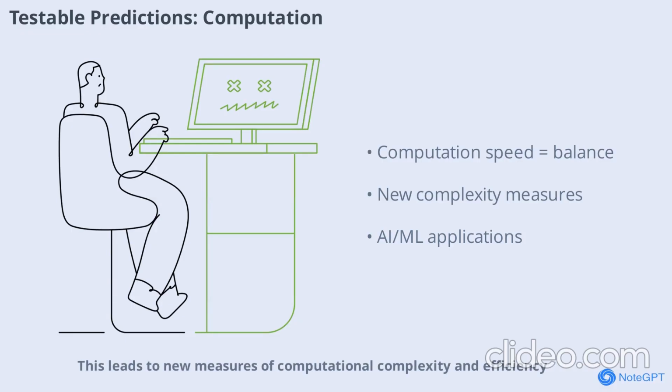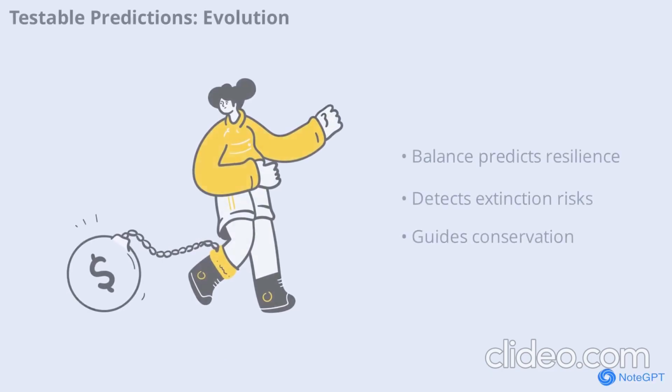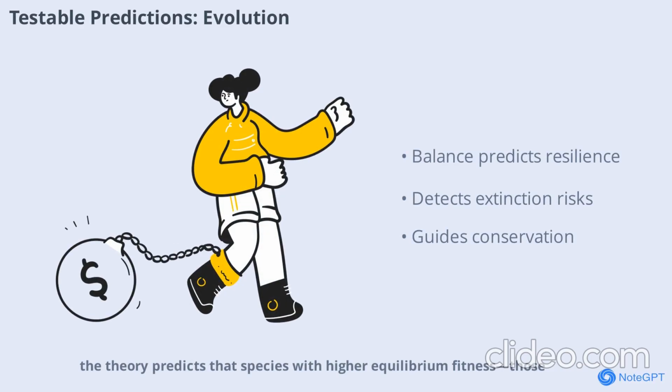This leads to new measures of computational complexity and efficiency, with potential applications in AI and machine learning. In evolutionary biology, the theory predicts that species with higher equilibrium fitness, those that best balance variation and adaptation, are more resilient and persistent. Disequilibrium spikes signal extinction risks or adaptation crises, providing a predictive tool for ecology and conservation.